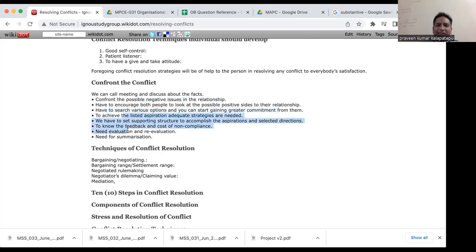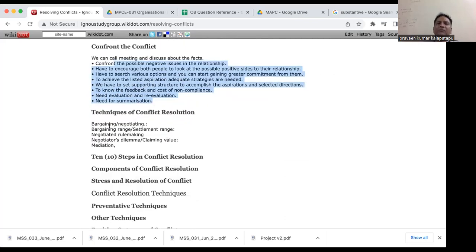So all these statements are in a way self-explanatory. If you read this once, I think you should be able to understand each one of these statements. Right? Know the feedback and cost of non-compliance. Need evaluation and re-evaluation. Need for summarization. So all these things are required when you go and confront the conflict.